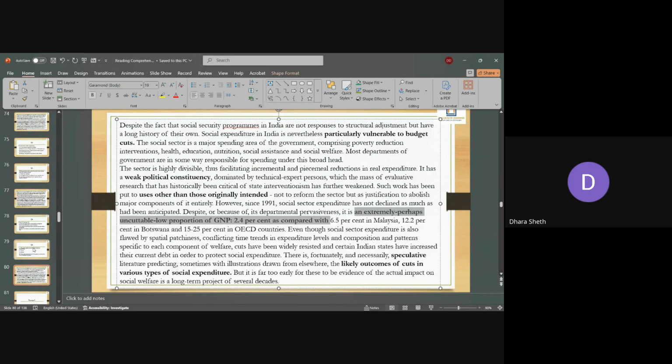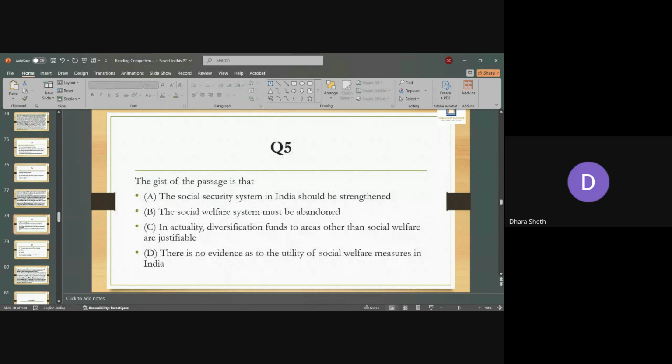So a summary has to be the summary or gist of the entire passage. That's why I said that first you think of what is the opposite. You will remove options B and C. Then you will be left with options A and D. And D is something that is a part of the passage, not its entirety. So think of what is only a small part of it and not the entire passage. That is why your answer is A, that the social security system in India should be strengthened. Clear?